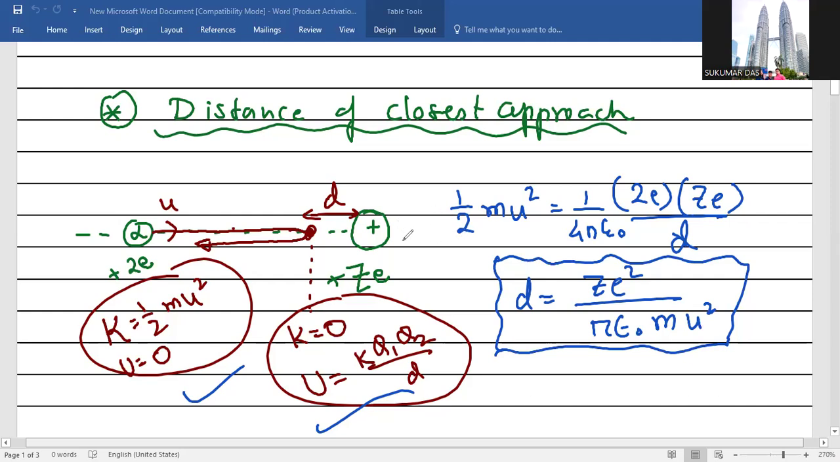Now, after this, we will look into Bohr's model and the different relations that are required there, that we will see.